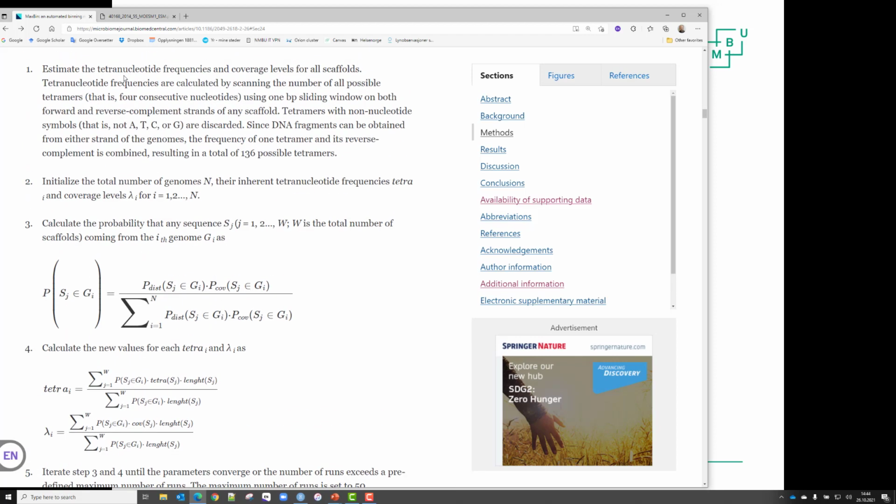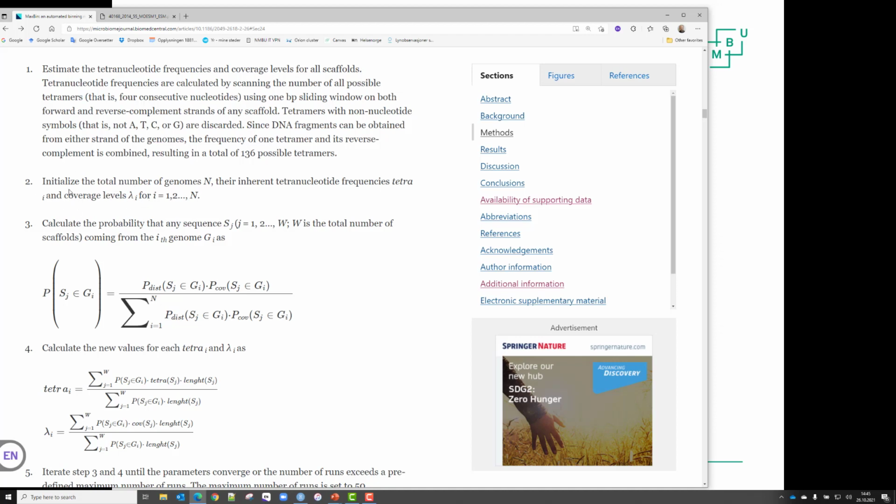And first of all, it's this tetranucleotide frequencies that we have seen now. Compute them. And then initialize the total number of genomes, n. We saw how to find this capital N. It was this 107 single copy genes. So instead of X, as I called it, they call it capital N here. That's the number of genomes we think we have in this metagenome. And then each of these genomes must have a starting nucleotide frequency and also starting coverage level.